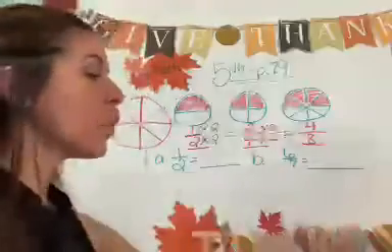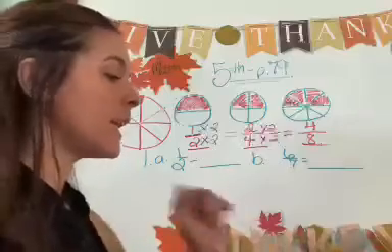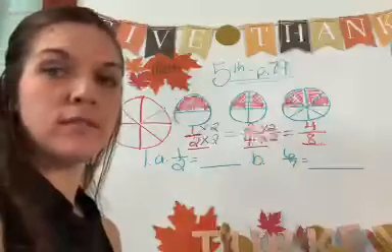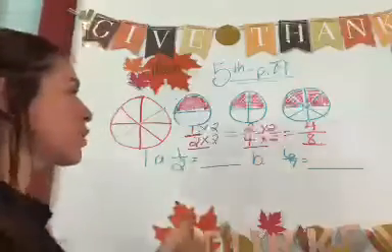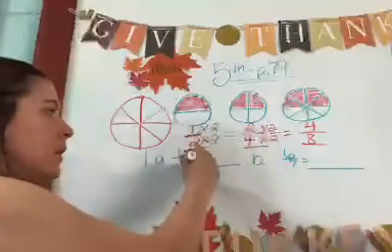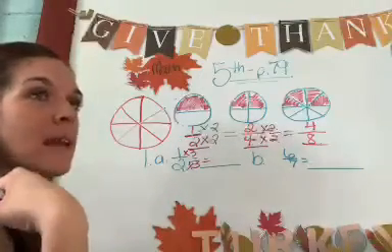Okay, look at number 1. Write an equivalent fraction for each. What do you have to do? Multiply the numerator and denominator by whatever number you want. This time I'm going to do 3. Just remember the rule. You have to multiply the numerator and the denominator by the same number.